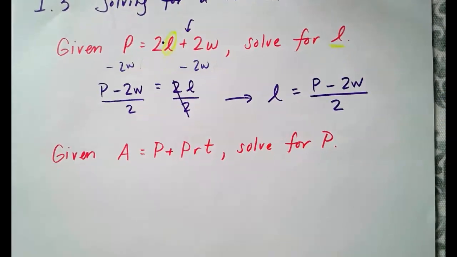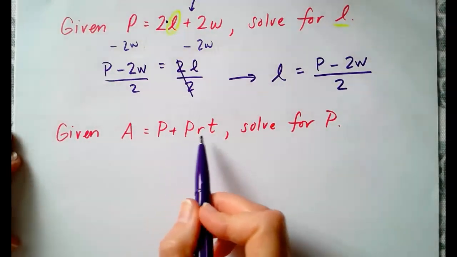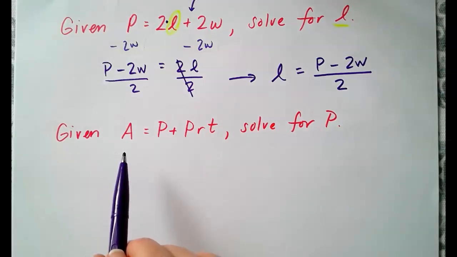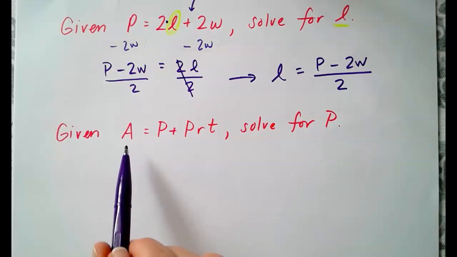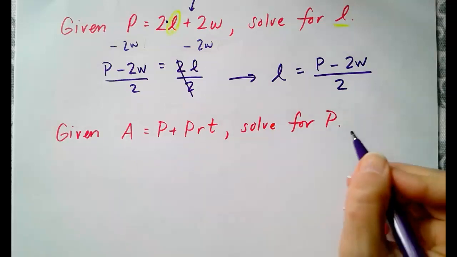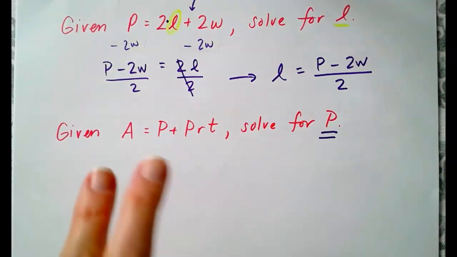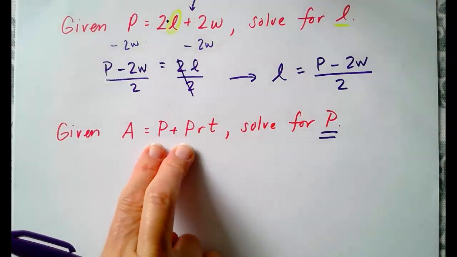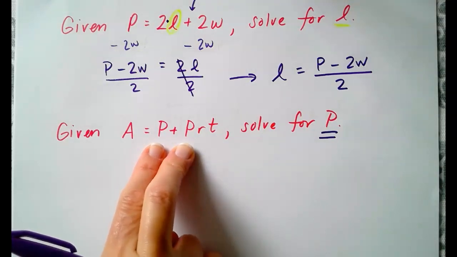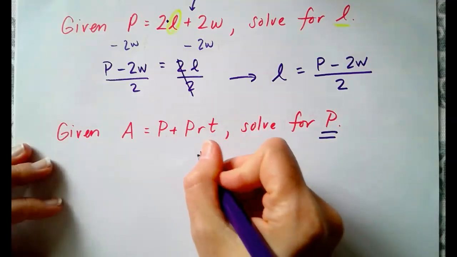We're going to do it again. This time we have A equals P plus PRT. This is the formula for compound interest, or accumulated interest. So A equals capital P plus PRT, and we are trying to get the P by itself. This one is a little more interesting because we see that P appears twice in the given formula. So what that means is that P is the greatest common factor for the right-hand side.